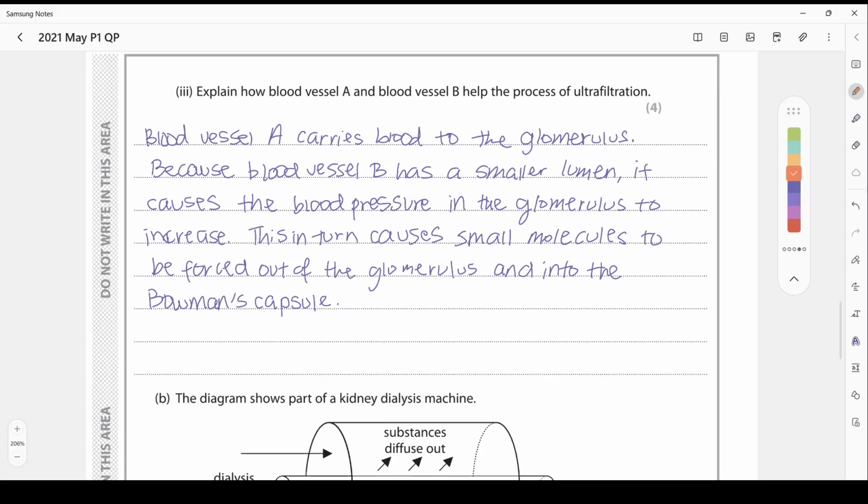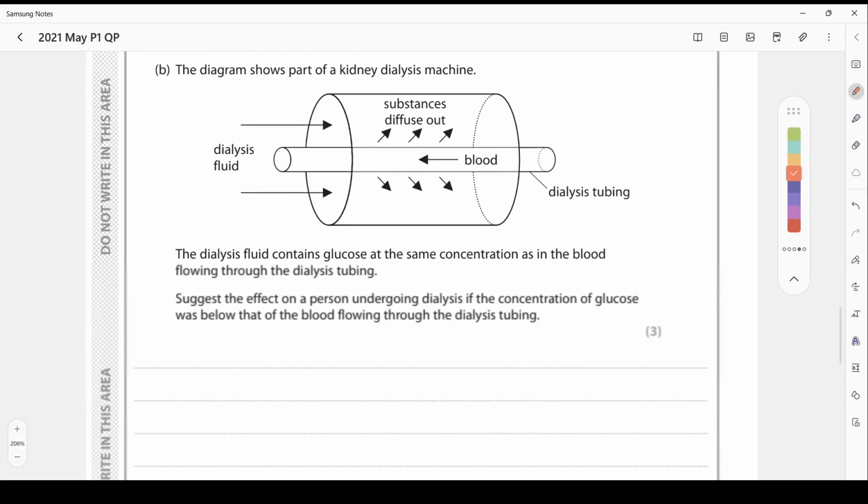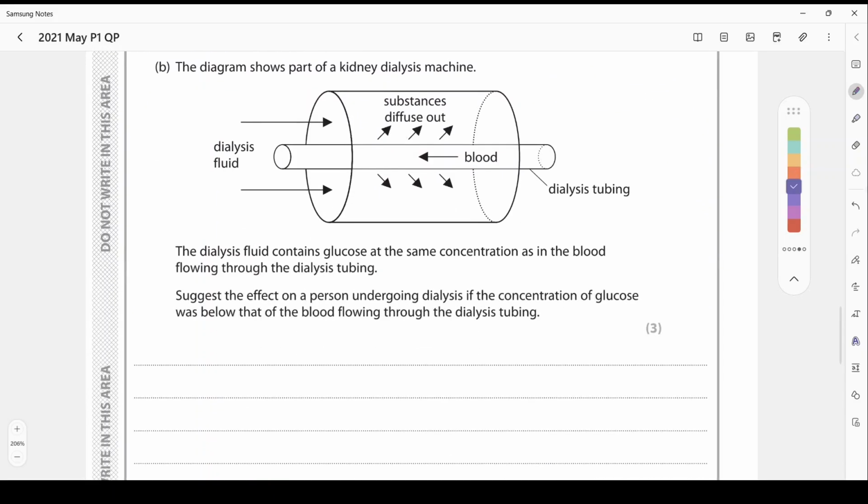All right, let's go over the marks. 1 mark for vessel A brings blood to the glomerulus. Second mark is that blood vessel B has a smaller lumen or a narrower lumen, and that causes the blood pressure to increase. That's the third mark, which then forces the small molecules to come out. All right, let's move on to part B.